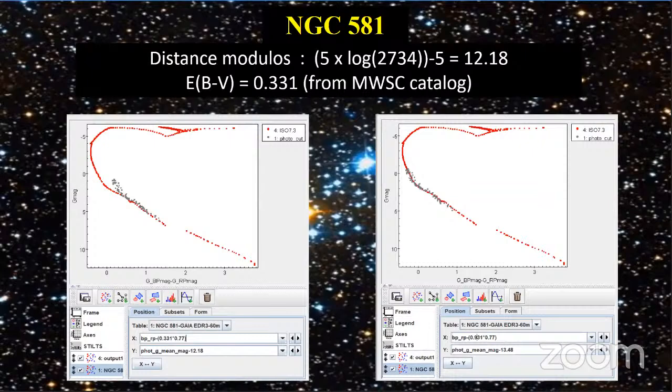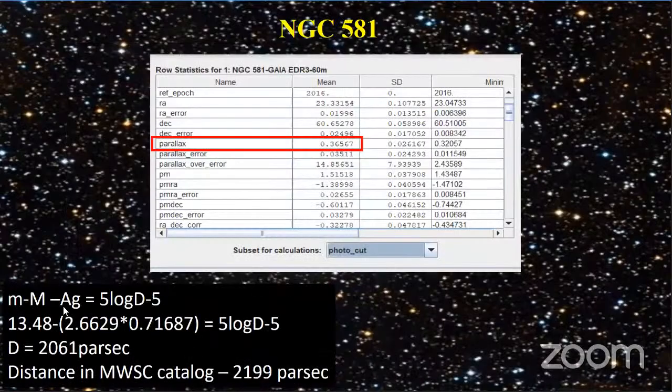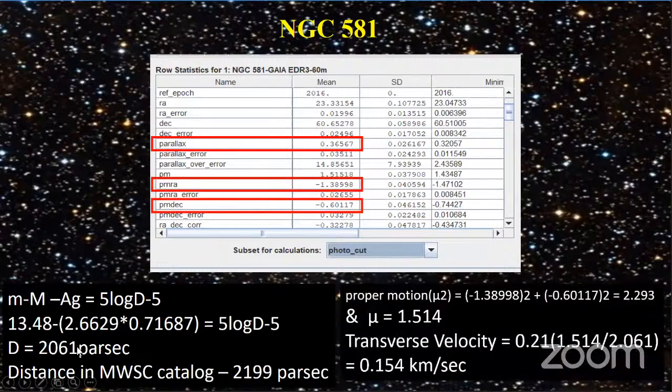I calculated with that, and finally I found the distance is 2061 parsecs. For reference, for the comparison, I have taken this distance from the MWSC catalog, where it is 2199 parsecs, which is a bit close. So just for comparison I have taken this data.